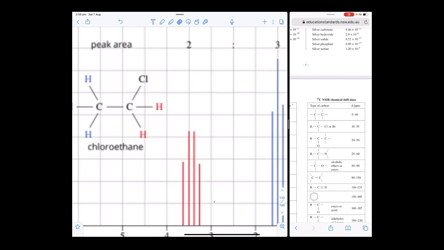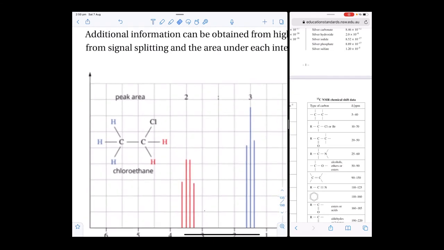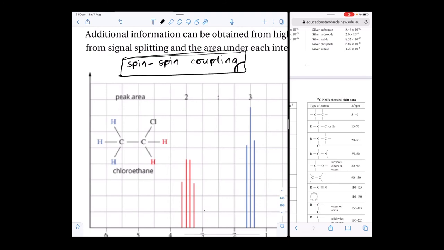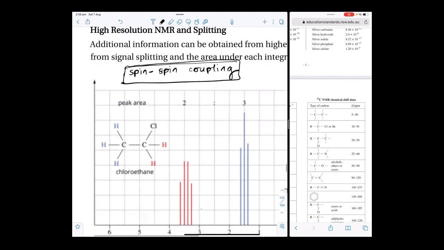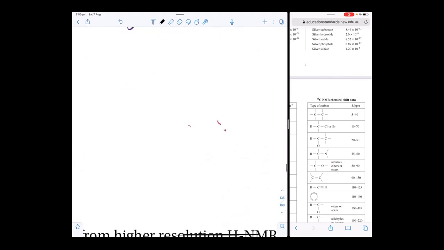Now, it's due to a phenomenon, I'm just going to write it here. It's called spin-spin coupling. I don't even think you'll ever have to explain this even in a trial exam, but this is just so you understand why we're adding one, subtracting one. The phenomenon is called spin-spin coupling, and I'll explain it in very simple terms so you understand it, right? Now, I want you to imagine that we have a carbon atom here.